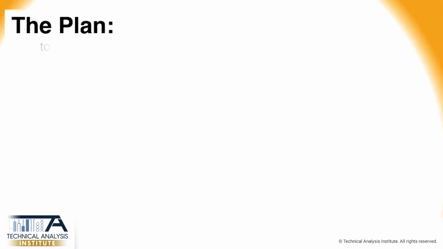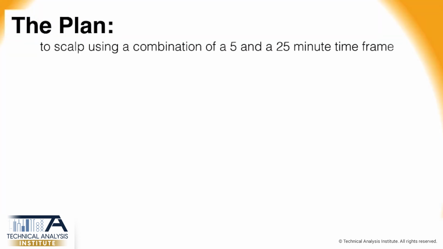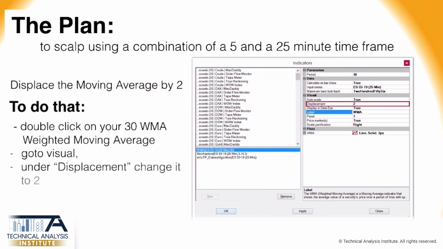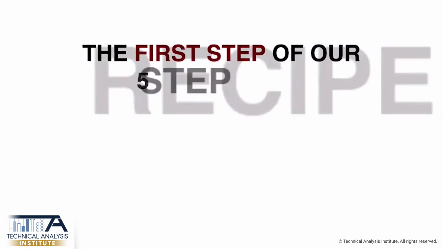Since my plan today is to scalp, I am using a combination of a 5 and a 25-minute time frame. On my 25-minute chart, which will be the reference frame, I will place a 30-weighted moving average. I like to displace my moving average by 2. That way, it makes it easier for me to see the changes in the slope. In order to change the displacement, just double-click on your 30-weighted moving average, go to Visual, and under Displacement, change it to 2.